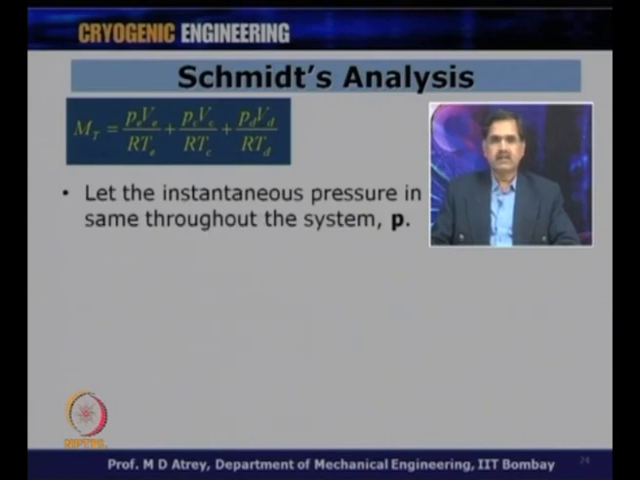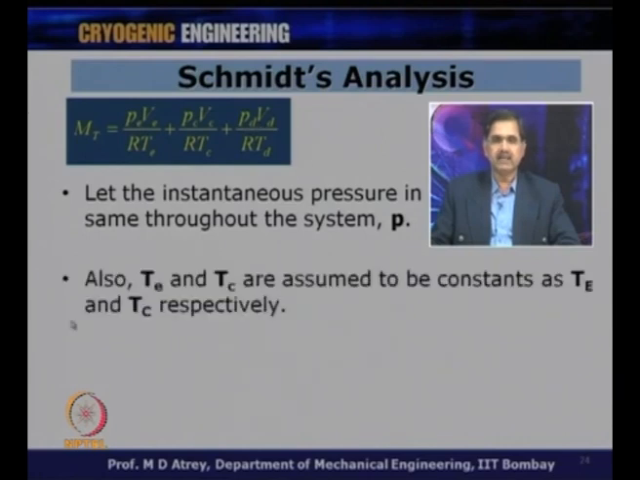Let the instantaneous pressure in the system be the same throughout. That means there are no pressure drops in the system. This is the assumption in Smith's analysis, that there is no Pe, Pc, Pd; they are all the same as P. Also, we assume that Te and Tc are constant temperatures, which is what we know, since they are isothermal compression and isothermal expansion processes. So, Te and Tc are assumed to be constant.